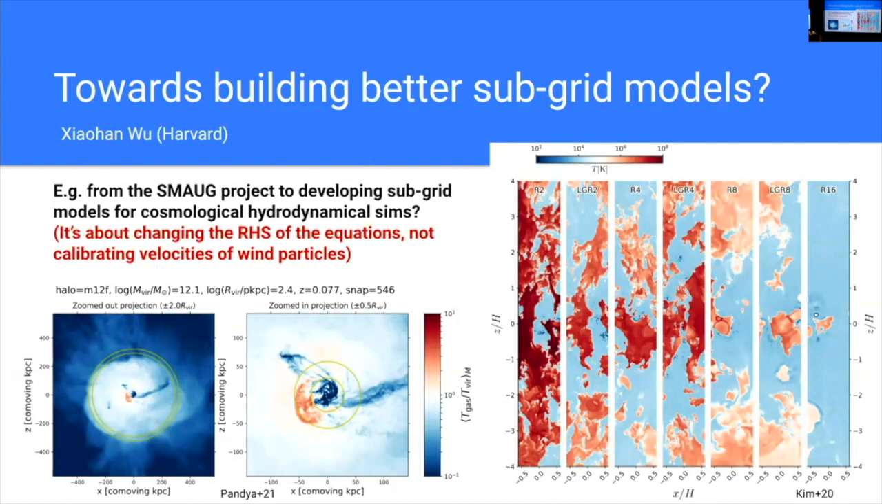So I'm not just talking about calibrating a new velocity for the wind particles. I'm referring to the Springel and Hernquist 2003 formalism, where you shoot wind particles outside the galaxy, but you're not really affecting what's happening within the galaxy at the ISM level. So it's really about substituting the right-hand side of the equations and not just changing the velocity of the wind particles. So that's what I'm thinking about, but I'm not really sure whether this can be done in the near future. So yeah, just want to pose this challenge.